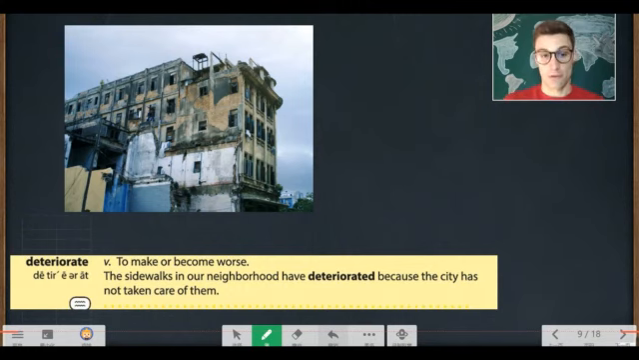Deteriorate is a verb. It means to make or become worse. The sidewalks in our neighborhood have deteriorated because the city has not taken care of them. This building, it looks like it's deteriorated or even deteriorating. It's still going worse. Wow, this town has deteriorated since the last time I've been here.